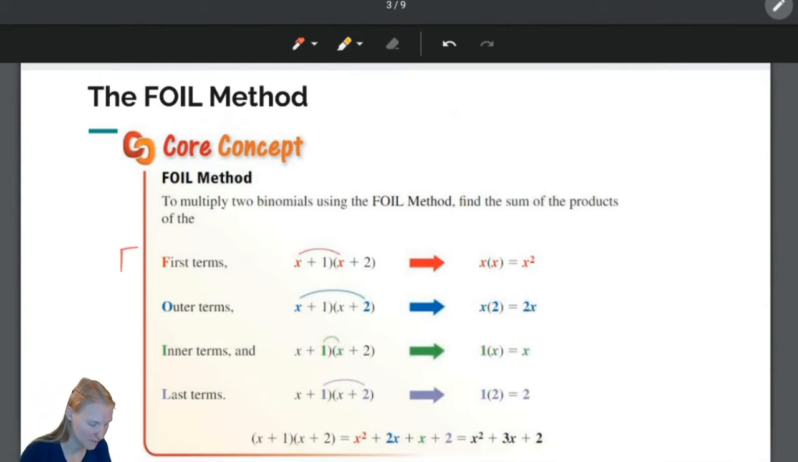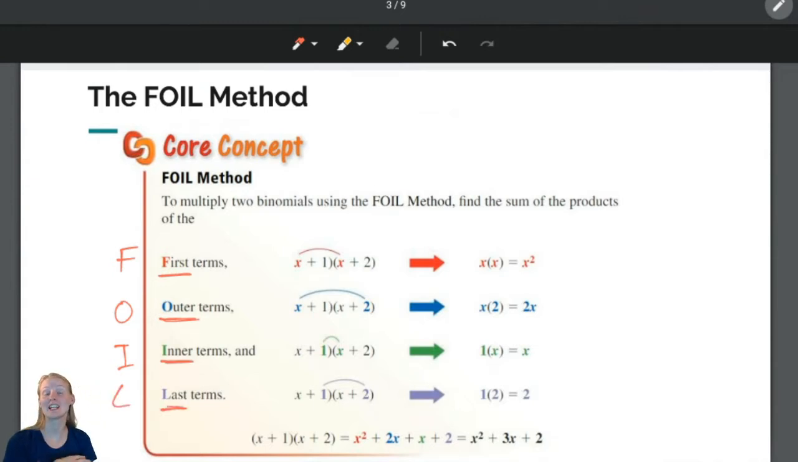So here you see FOIL stands for first, outside, inside, last, or first, outer, inner, last. And you'll see they did a beautiful job of color coding it. When they say first, they mean the first terms in our binomials. So today is all about multiplying binomials. So see here, x plus 1, that's 2 terms. X plus 2, that's 2 terms. So these are 2 binomials we are multiplying together.